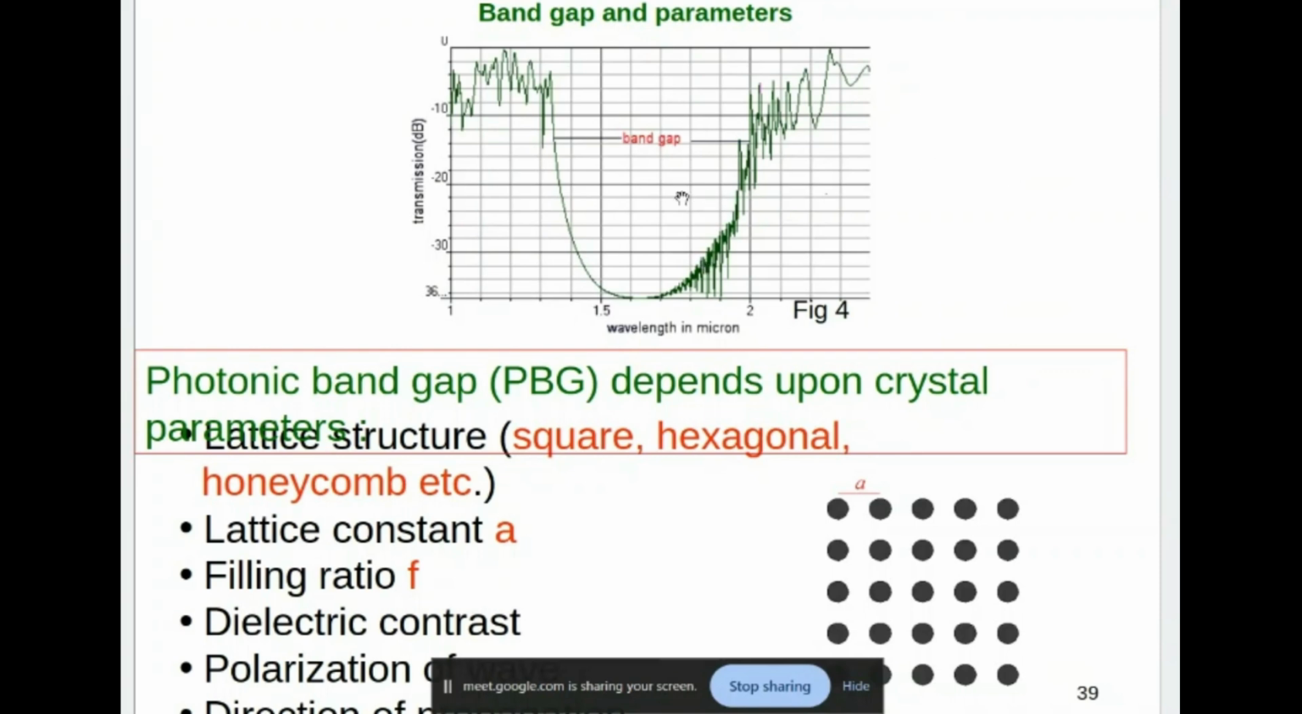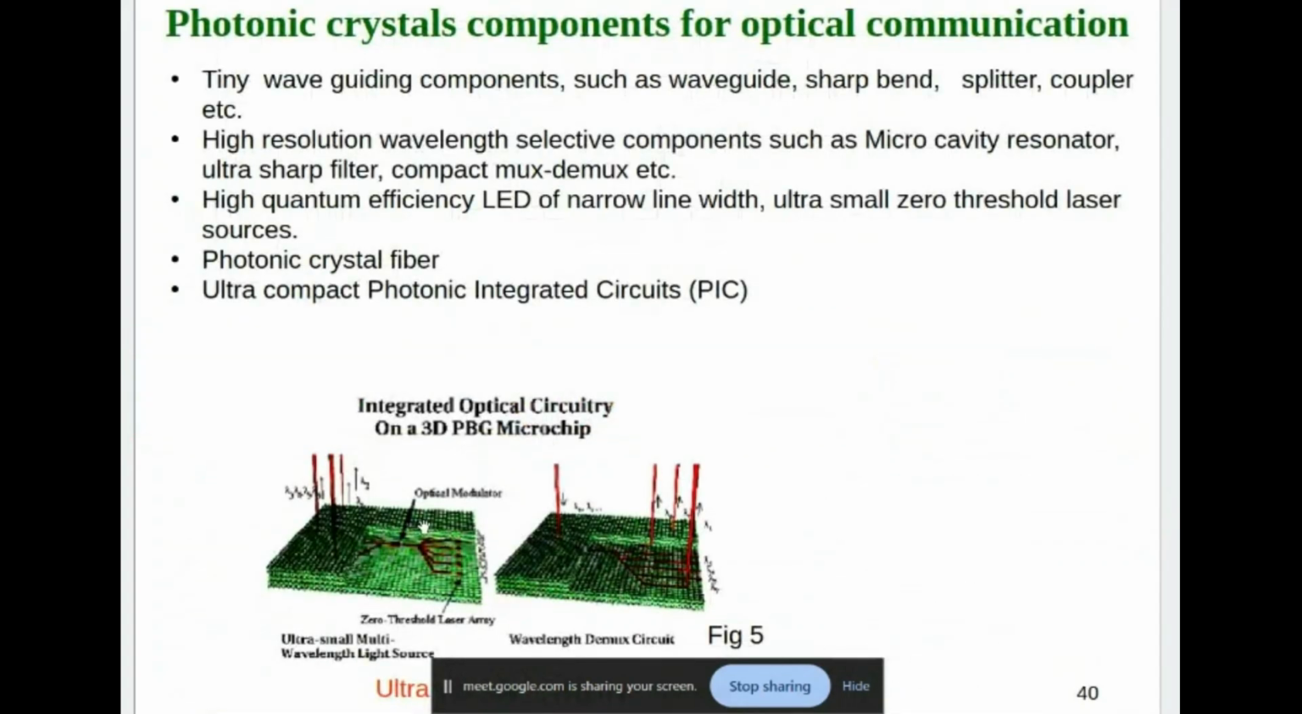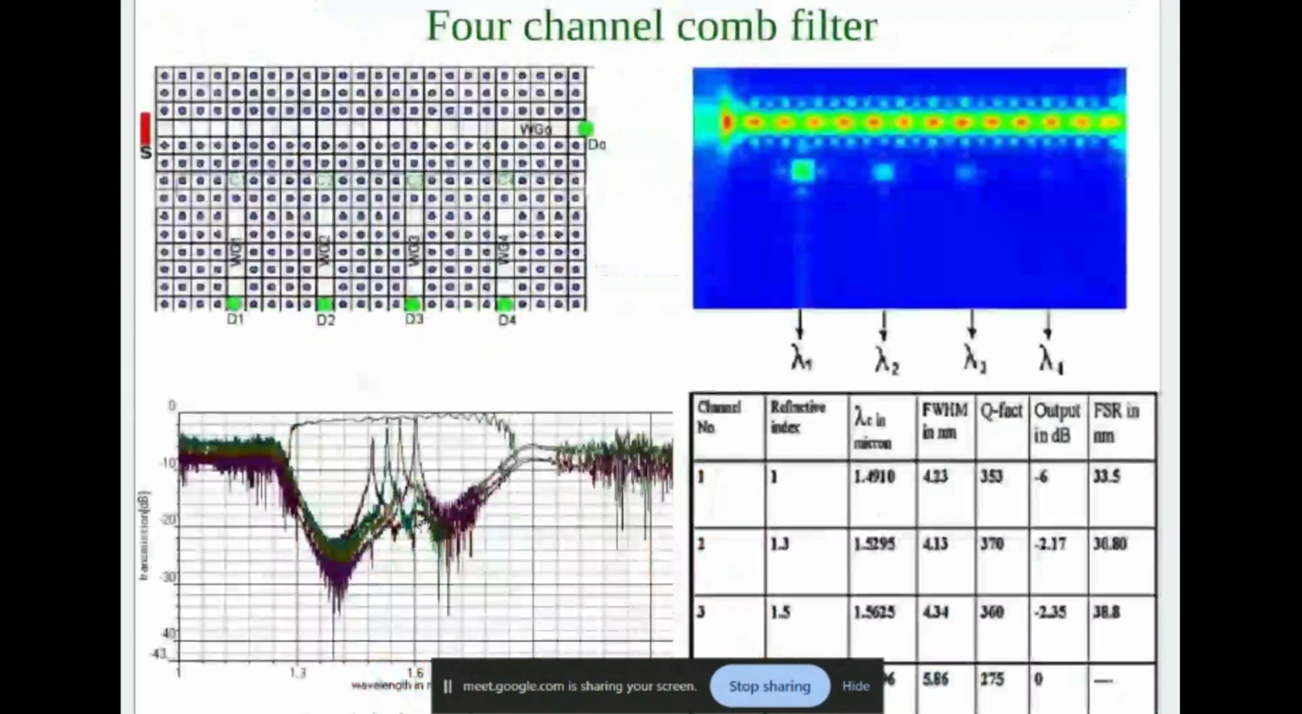So this spectrum is dependent on many parameters like the lattice constant, refractive index variations, polarization of the light, all those things. So I'll show you one application with this, which we have done in our lab. This is a 4-channel comb filter. So how to use this is an important question. The photonic band gap is used based on defects. This is called a line defect. One complete row of holes is removed. That will act as a waveguide, a very compact waveguide.